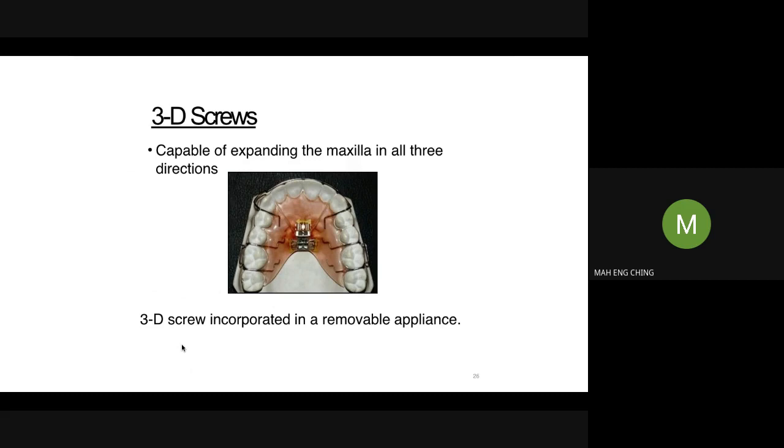So the 3D screw is incorporated in the removable appliance. Sometimes you can do it in a fixed appliance, or sometimes in a removable. In this picture, it just shows a removable. So there are 2 screws. Every time you turn the screw, they tend to expand the jaw about 0.25. Every turn is about 0.25. So when you turn this screw anteriorly and posteriorly, they will expand the jaw, mainly the upper maxilla.